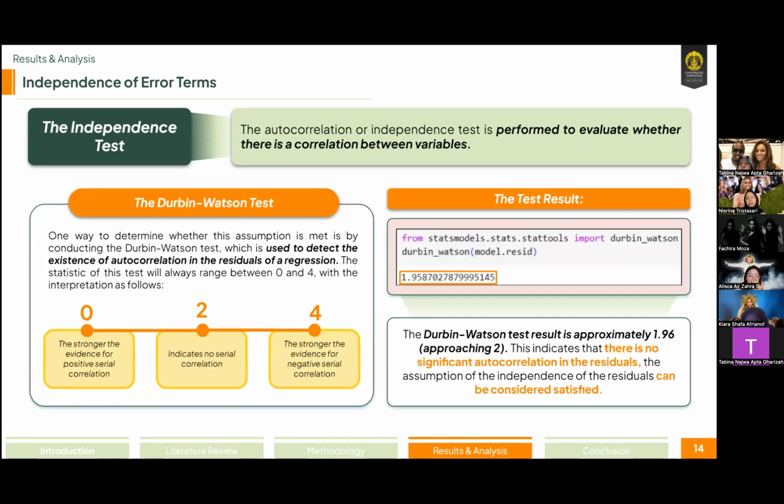Next, we conducted the independence test. It is conducted to evaluate whether there is a correlation between variables. We use the Durbin-Watson test, which is used to detect the existence of autocorrelation in the residuals of regressions. The test result is 1.95, which is approaching 2, and we can conclude that there is no significant autocorrelation in the residuals.